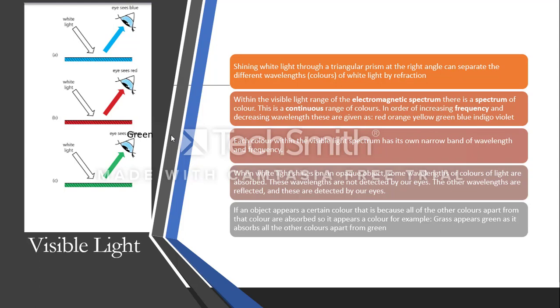If an object appears a certain color, for example, grass appears green, it's because when white light is shined onto it, it absorbs all the other colors apart from green, which is what we see. A transparent object allows us to see clearly through it. Glass is transparent.